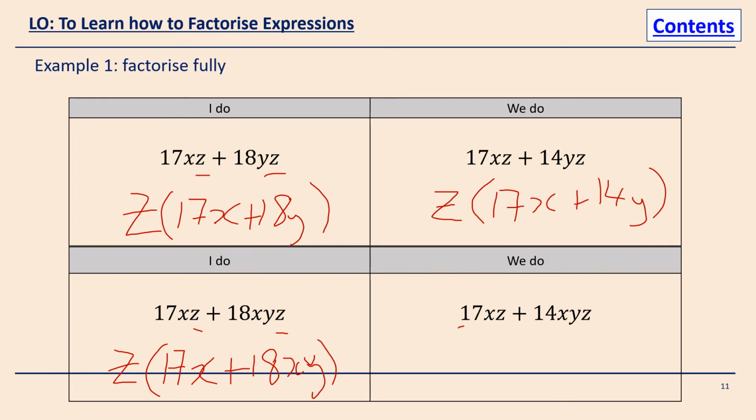Okay, there's no common integer between 17 and 14 other than 1. But we can put z to the outside. So well done for seeing that. So we'll have to have 17x. 17x times z is going to give us 17xz plus 14. Got z here, so we're going to have xy. So 14xy multiplied by z is going to give us 14xyz.